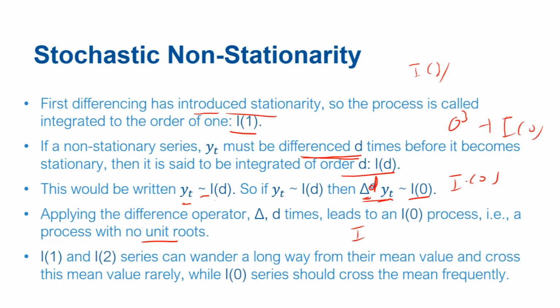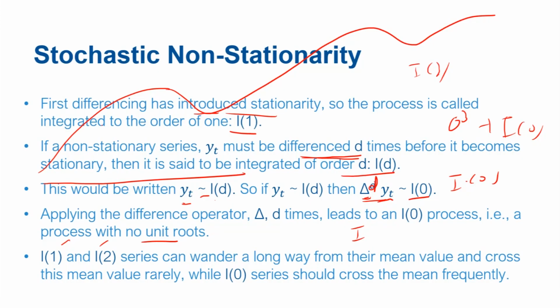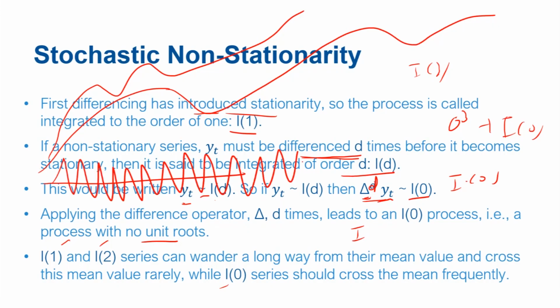an I(0) process. What is the key difference between non-stationary processes and a stationary process such as I(0)? Non-stationary processes such as I(1) and I(2) can wander very far from their mean for very long times, and if there is a drift, that wandering will be even greater. In contrast, an I(0) process will fluctuate around the mean very swiftly, so it will very frequently cross the mean. If there exists a long-term mean, the I(0) process will cross it very swiftly.